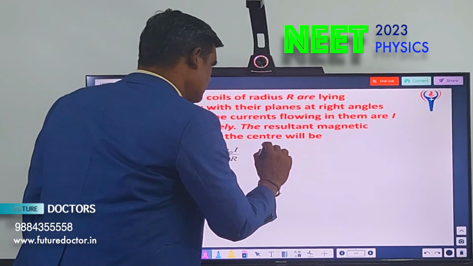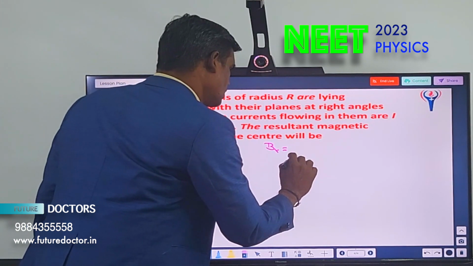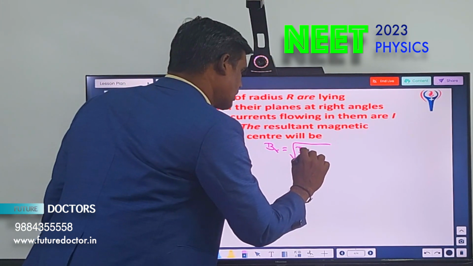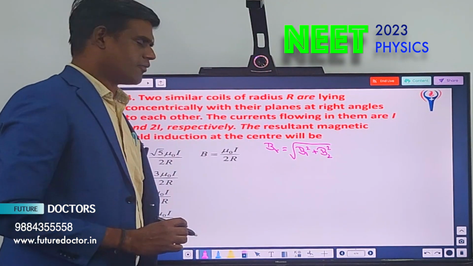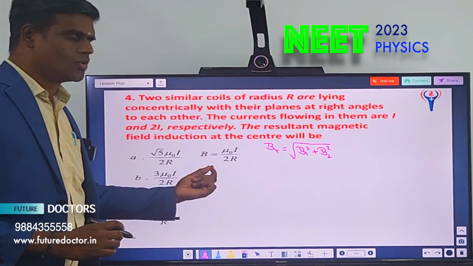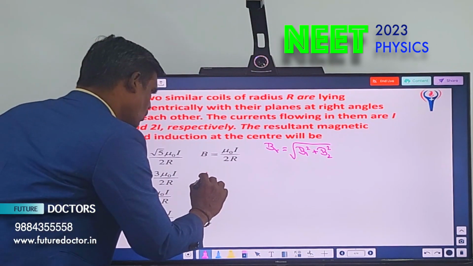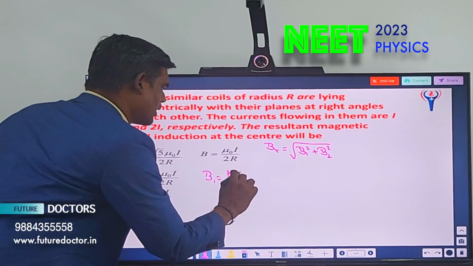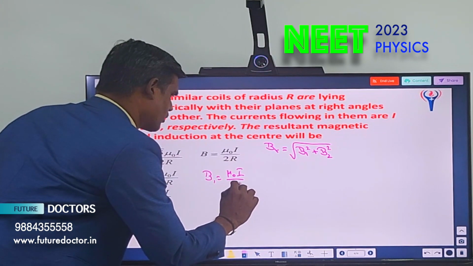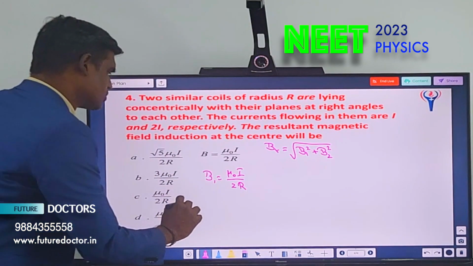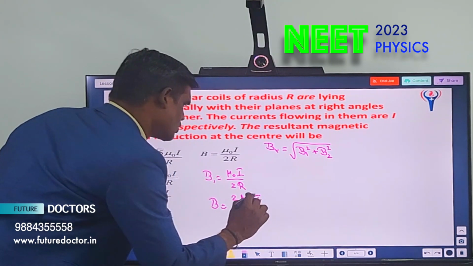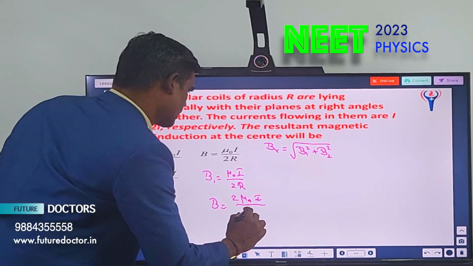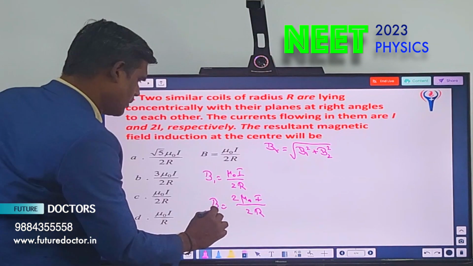Resultant magnetic field formula: B R equal to square root of B1 square plus B2 square. That's the formula. And B value: B equal to mu naught I by 2R. Then B1 equal to the first current, that is I, so mu naught I by 2R. And B2 equal to 2 mu naught I, because 2I I am taking, as 2 mu naught I by 2R. Okay, this is your B2.